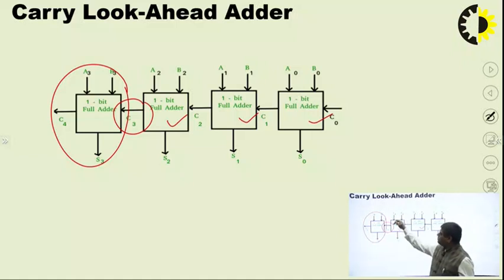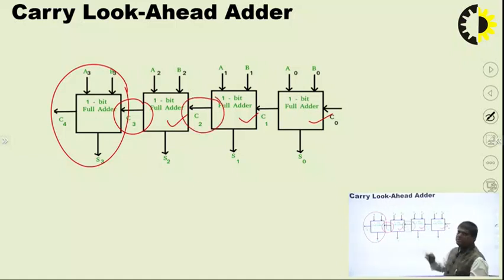Similarly, this full adder also waits some time to perform the arithmetic operation, until it finds the C2 carry. Similarly, this full adder also waits to perform the arithmetic operation until it finds the C2 carry. It means there is some propagation delay that occurs while performing the arithmetic operation.